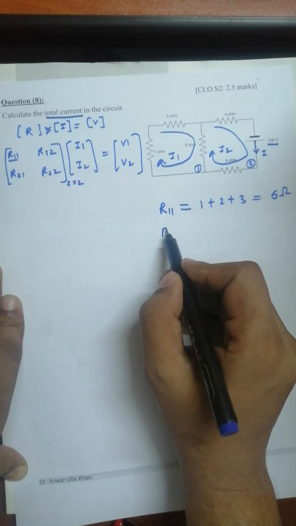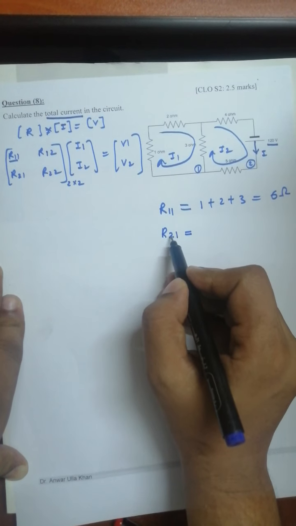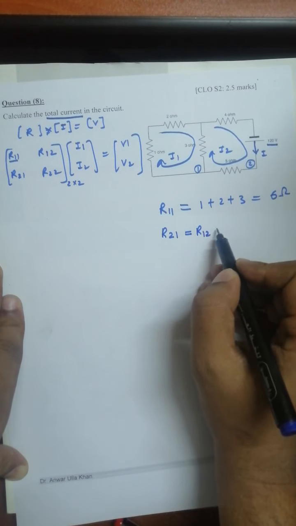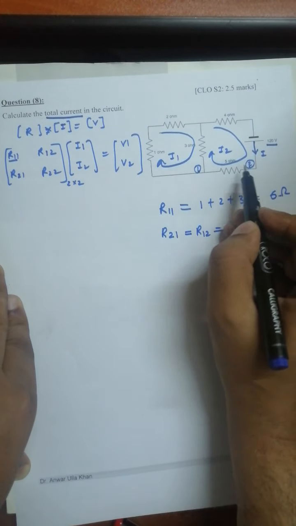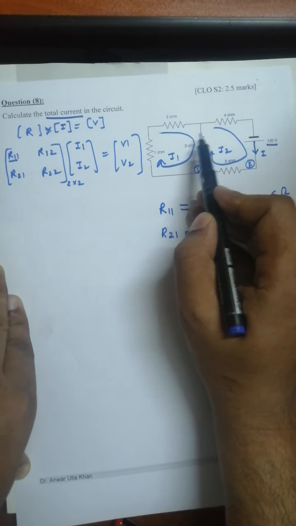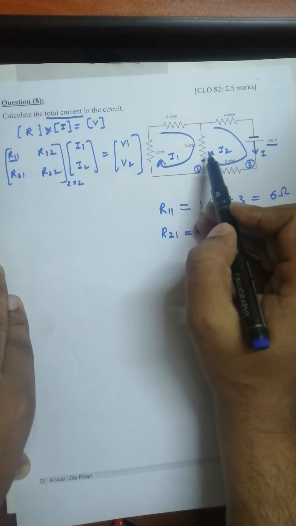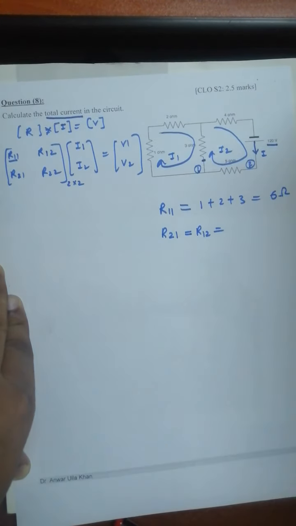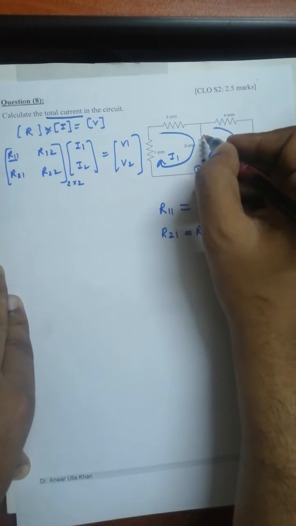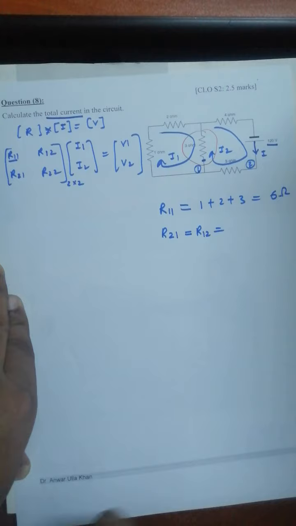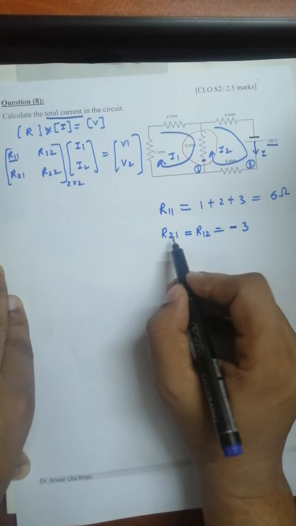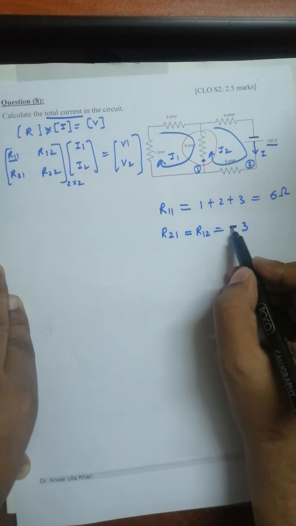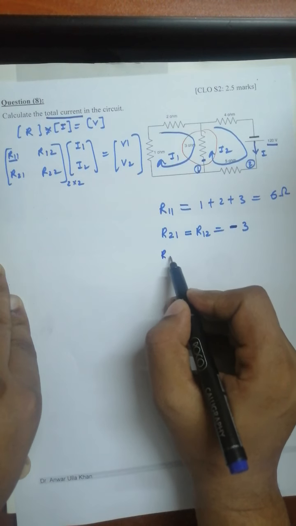In the same way, R21 and R12 are the same. R12 means the common resistance between mesh 1 and mesh 2. This is mesh 1, this is mesh 2. Only this resistor is common between the two meshes, so it is 3 ohm, but we will use a negative sign. For R12 and R21, we will always use a negative sign.